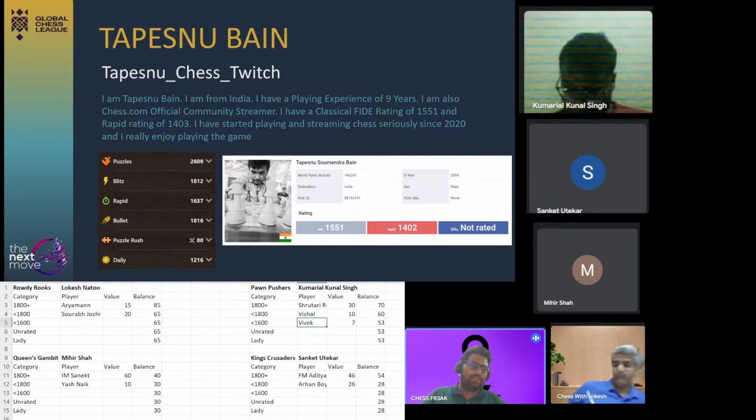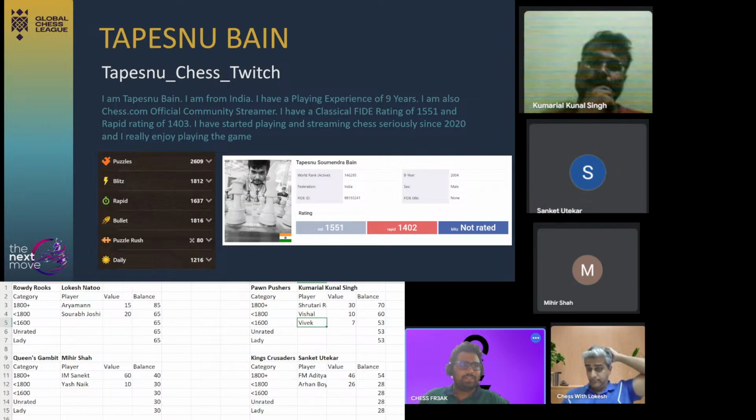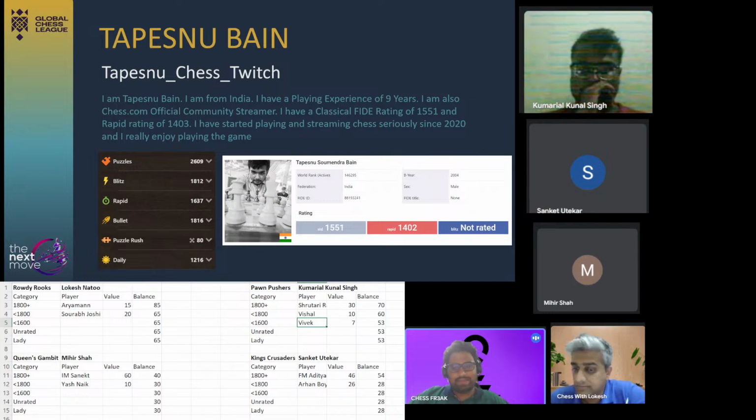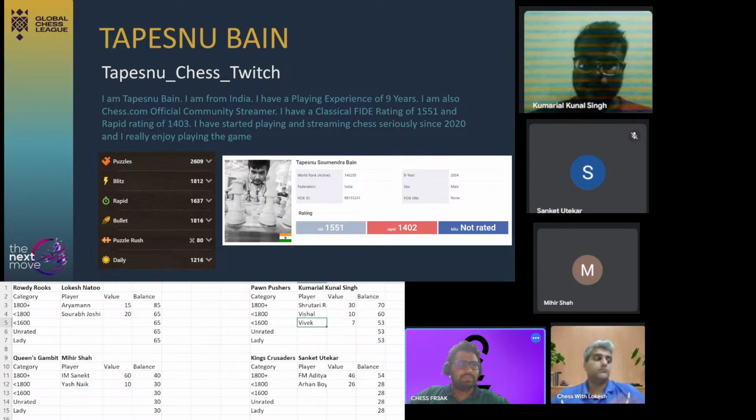I'm going to try to speed up this auction a bit now. 13 points going once, to 14. Tapesnu, 14 points, Queen's Gambit, Mihir Shah. Going once, 15 points, Rowdy Rooks, Tapesnu Bain. Do we see any bids for Tapesnu? 15 points once to Rowdy Rooks. 16 points, Queen's Gambit, Tapesnu Bain. Going once to Queen's Gambit, 16 points.